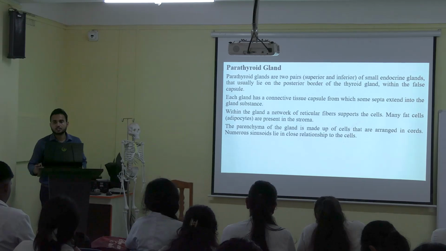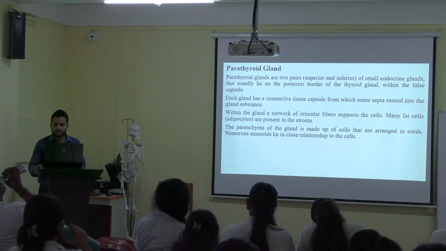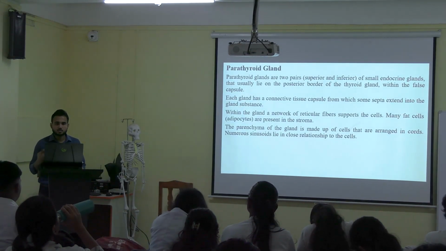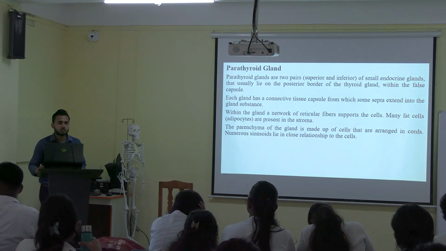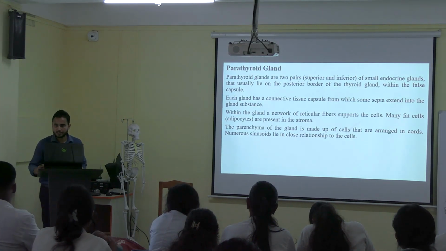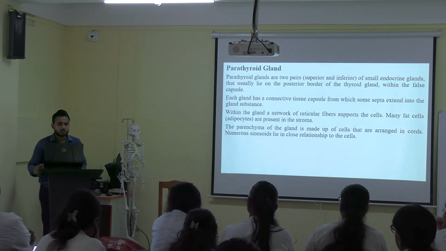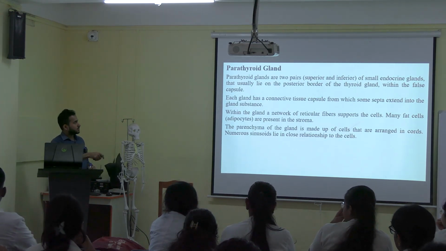As you know, two pairs of parathyroid glands are there. Two pairs means a total of 4 parathyroid glands are situated. Now where are those parathyroid glands situated? On the posterior aspect of the thyroid gland, very small glands. Now here also a connective tissue capsule is there.